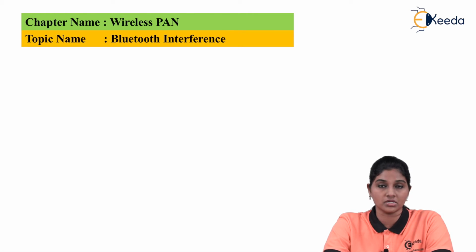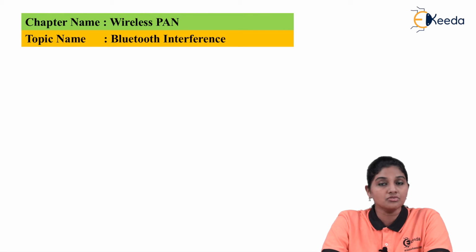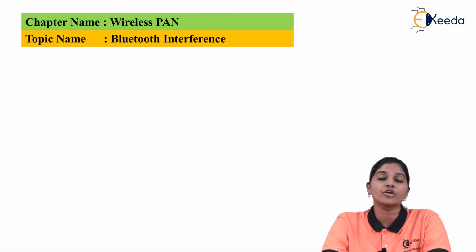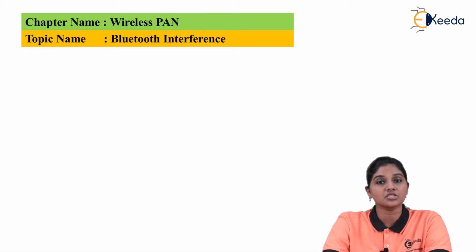Bluetooth uses a frequency hopping spread spectrum technique as a modulation technique, which uses FHSS for reducing the effect of noise and interference caused by the various types of interference. In this topic, we are going to talk specifically about the various interferences in Bluetooth technology. So let's start with it.